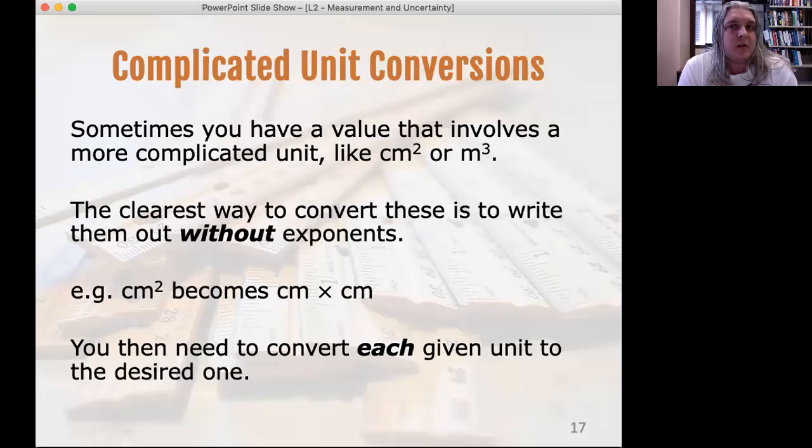Sometimes you have a unit that looks a little more complicated, like centimeters squared or meters cubed. The best thing to do is to write them out without the exponents. So centimeters squared just means centimeters times centimeters. That's all squared means. It just means that thing times itself. So if you've got centimeters squared, write it out instead as centimeters times centimeters. And that way you can hopefully see very clearly that you're going to have to convert each of those centimeters into meters. You have to convert the centimeter on the left into meters and the one on the right into meters. So you actually have to do the conversion twice.